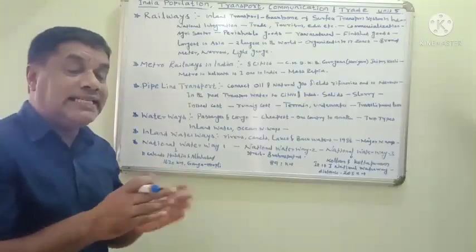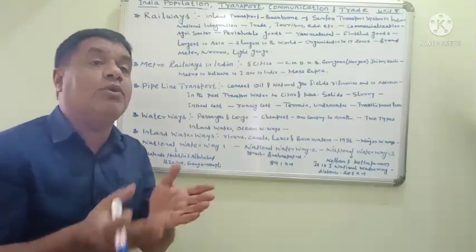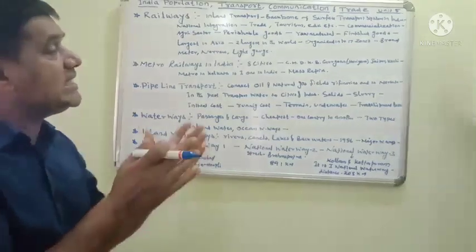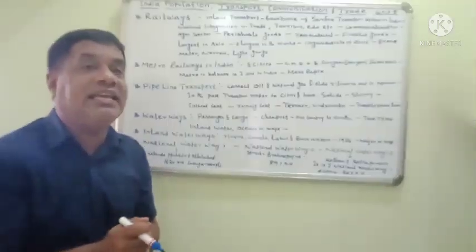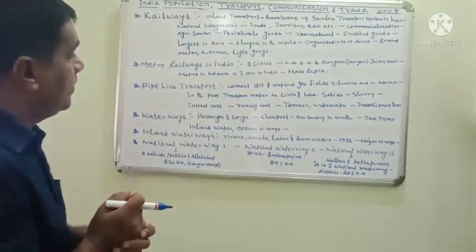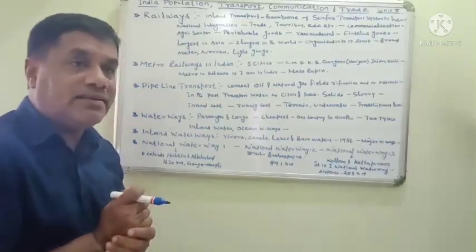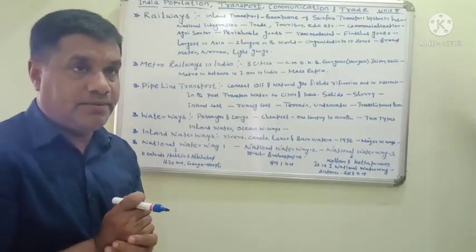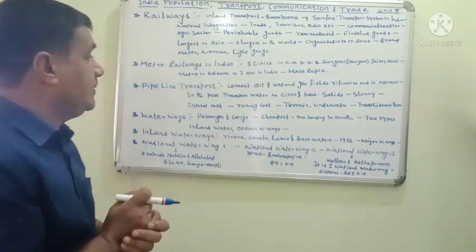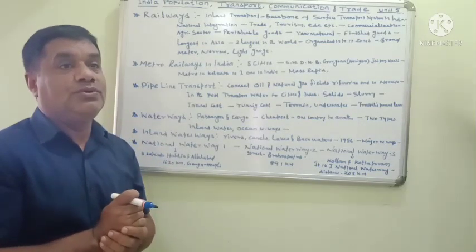And then the pipelines developed. Solids are also taken from one place to another through the pipeline. Solids are converted into slurry, it is like liquid. The initial cost of the pipeline transport is very high. But the running cost is very low.